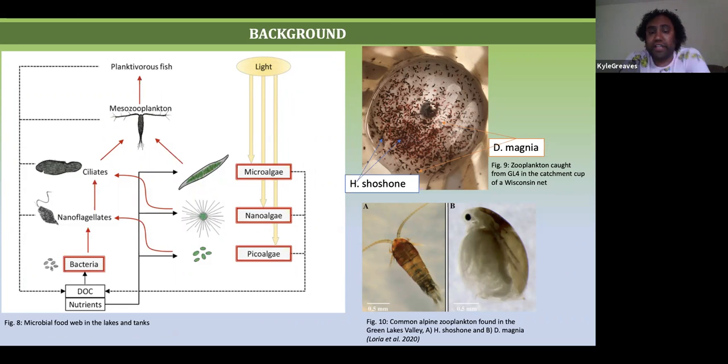Shoshone and Daphnia magna zooplankton. This is a picture of how we captured the plankton in the lakes, and then you can see a close-up of them in the bottom right. On the left is the Shoshone, also known as copepods. We like to call them alpine lobsters because they look like shrimp and lobsters. The ones on the right are called Daphnia magna. They kind of look like little fleas, little footballs floating around. Super cute.